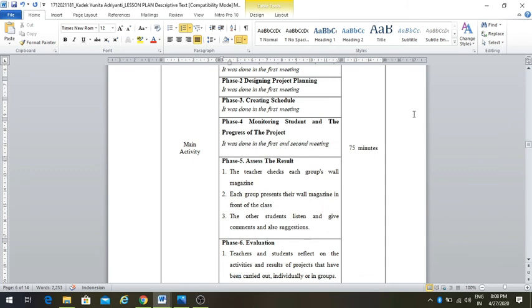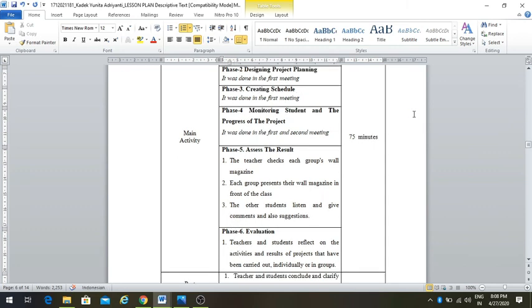So we move to the last phase, which is evaluation. In this stage, teachers and students reflect on the activities and results of the project that have been carried out individually or in group. So the teacher and students reflect on learning. They evaluate the project making process, such as the obstacles they face during the process of project making. So they share what they get during the three meetings or during their progress in making the project. They also can share about their feelings toward their work or their effort when they work in a group or with their friends.